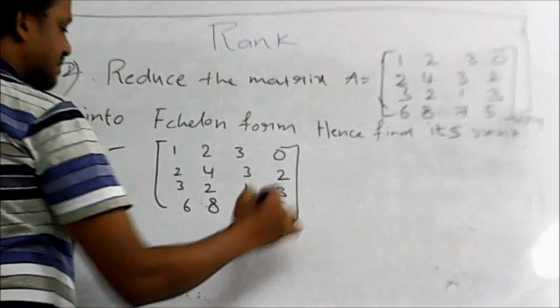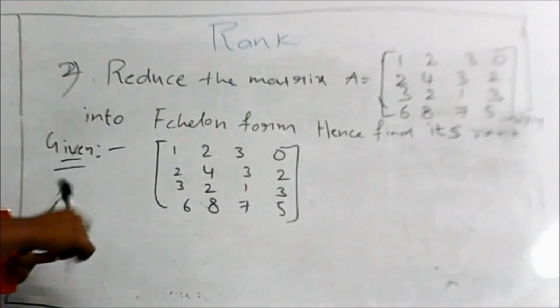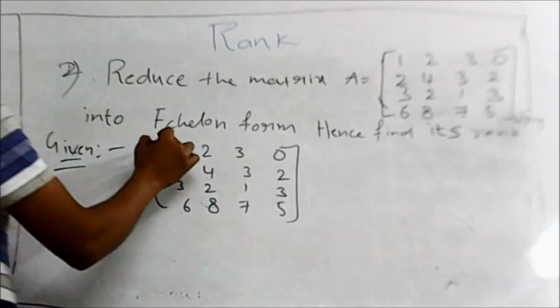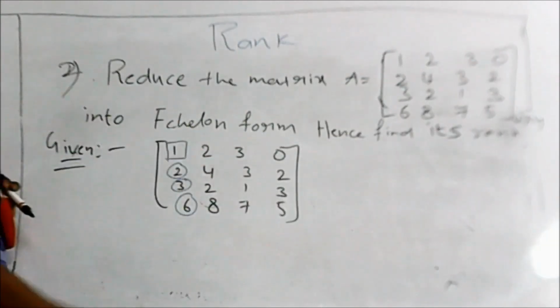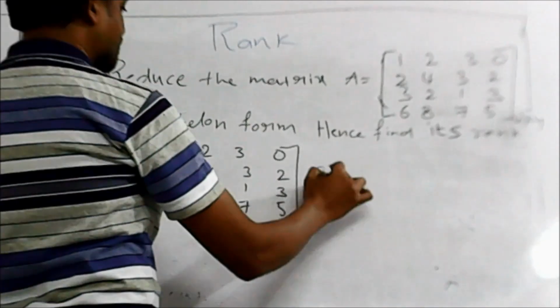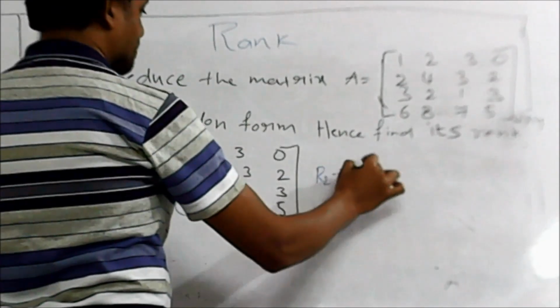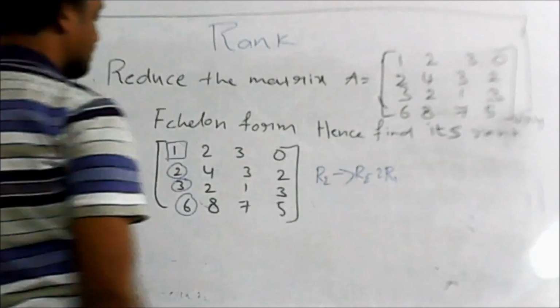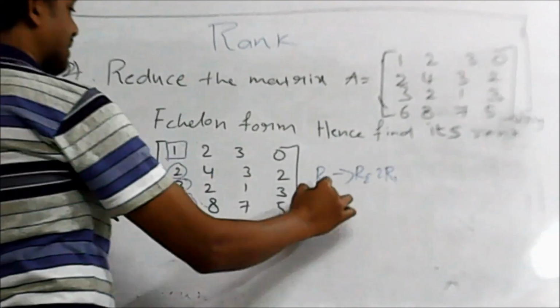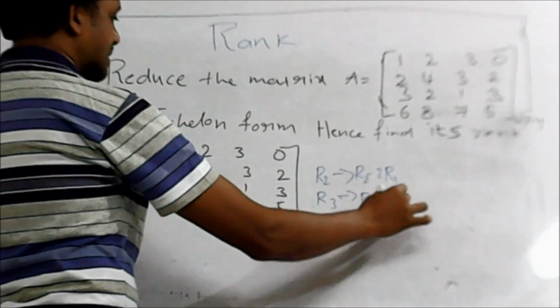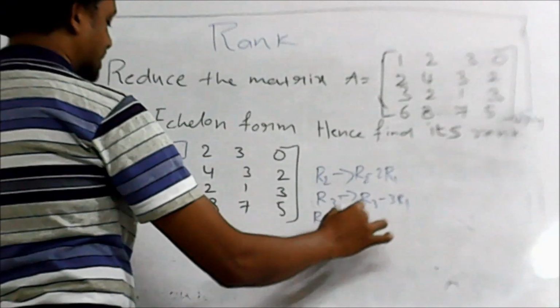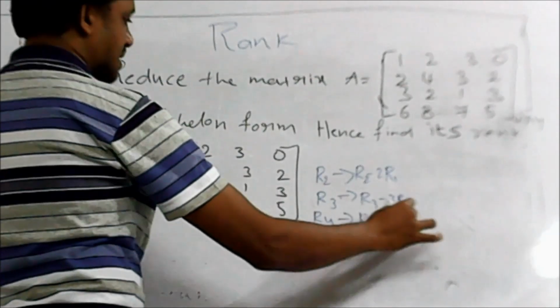So here you need to follow the first diagonal. Is the first diagonal 1? Yes. So you need to make the entries below the diagonal 0 using the first diagonal. So we apply R2 minus 2 times R1, next R3 minus 3 times R1, R4 minus 6 times R1.